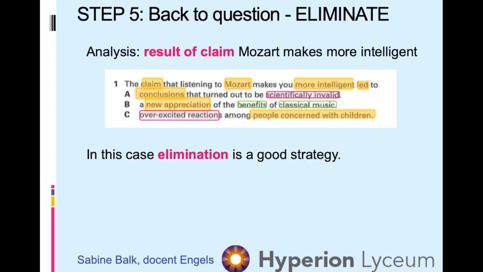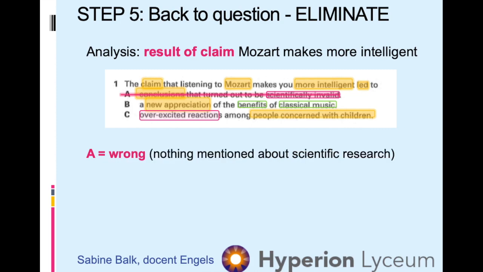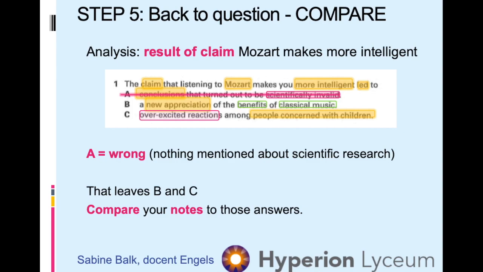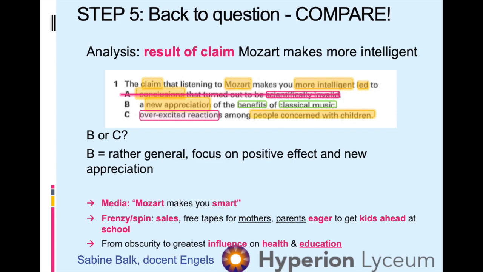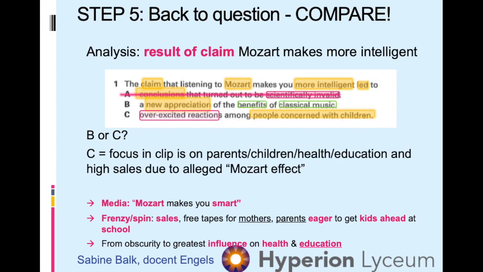Now, why is that? If you look at answer A, you see that it says scientifically invalid. Now, I heard nothing about scientific research in the clip, so that makes answer A automatically wrong, leaving B and C. So now we will have to compare our notes to answer B and C. B is a rather general answer. It talks about a positive effect and a new appreciation of the benefits of classical music. What I heard in the clip was not only the positive effect, but also the frenzy, the sales, the mothers, the parents, the kids, health and education. In C, overexcited reactions, people concerned with children.